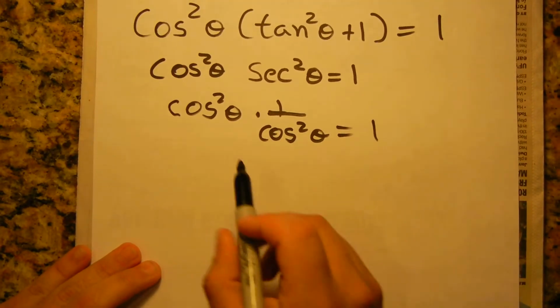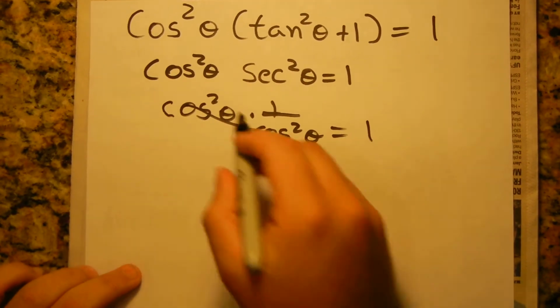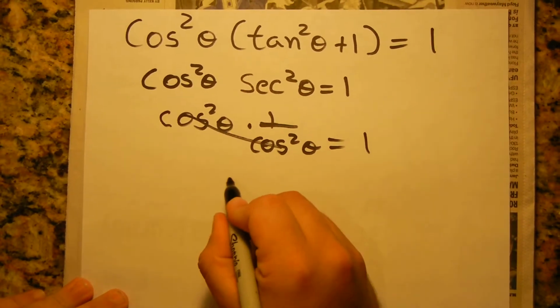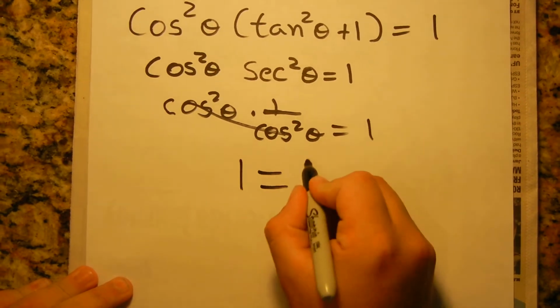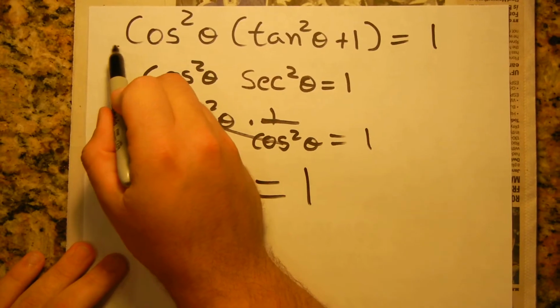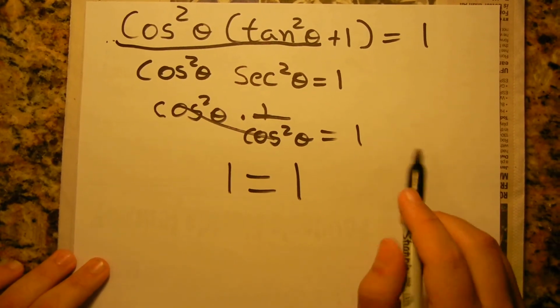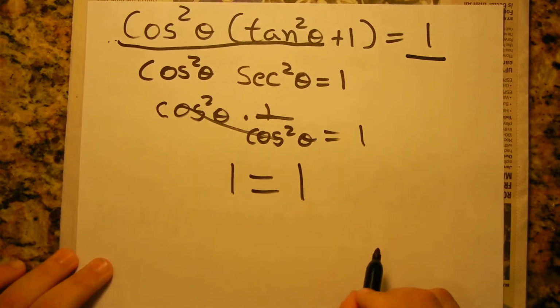And from here, it's pretty simple with algebra. If you're multiplying the same terms, you can just cancel them out. So now all that's left is 1 equals 1. So you've proven that cosine squared theta times tan squared theta plus 1 will always equal 1. And there you have it.